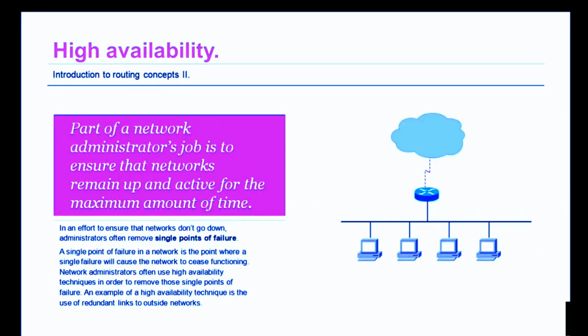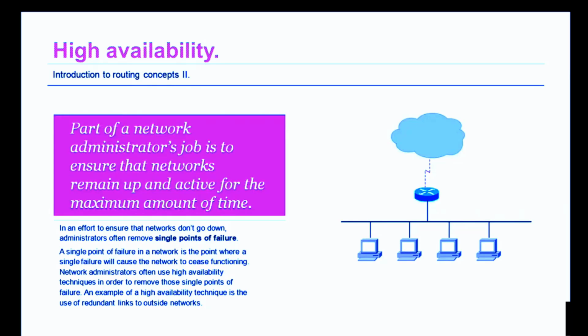Let's conclude with a discussion on high availability. Part of a network administrator's job is to ensure that networks remain up and active for the maximum amount of time. In an effort to ensure that networks don't go down, administrators often remove single points of failure. A single point of failure in a network is the point where a single failure will cause the network to cease functioning. Network administrators often use high availability techniques in order to remove those single points of failure.